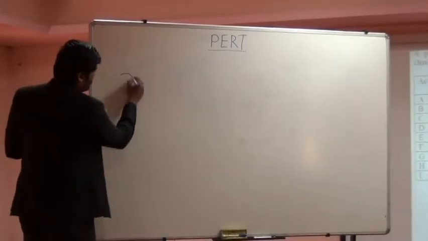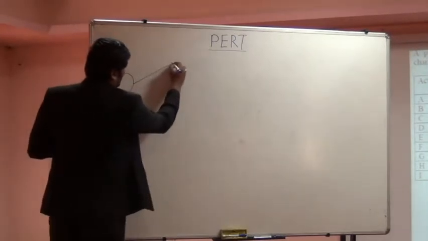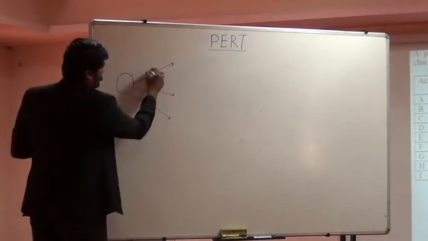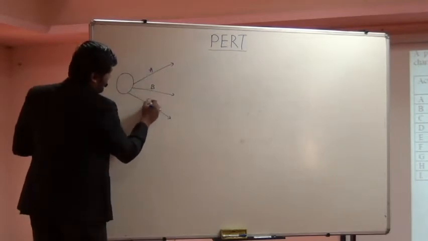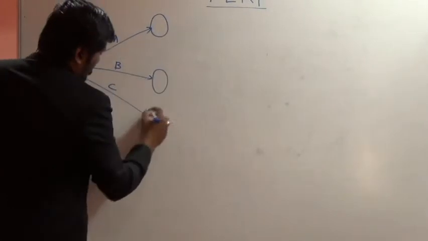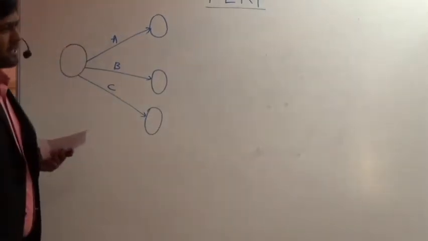As I said, activity on node. So we are going to draw 3 arrows starting from a single node. Remember, in case of the activity on arrow technique, the network must start with a single node only and must end with a single node.